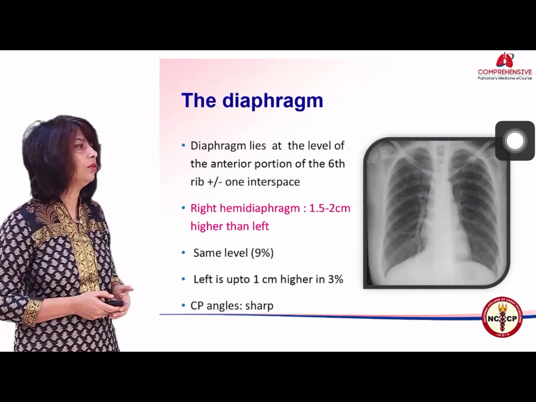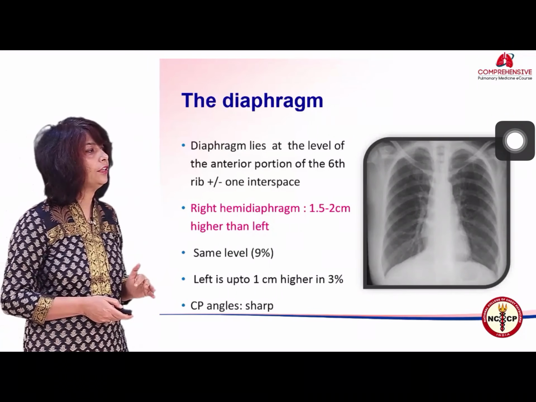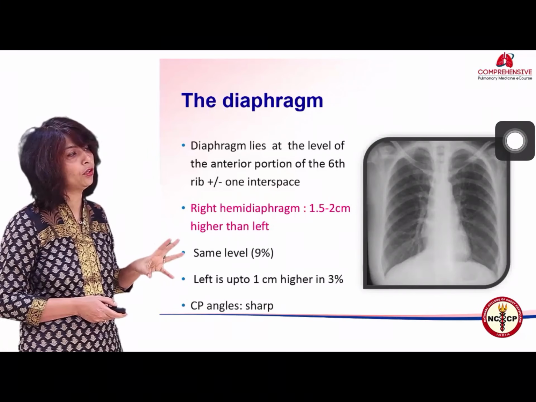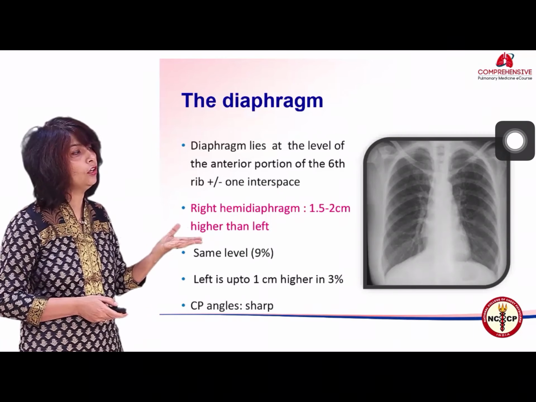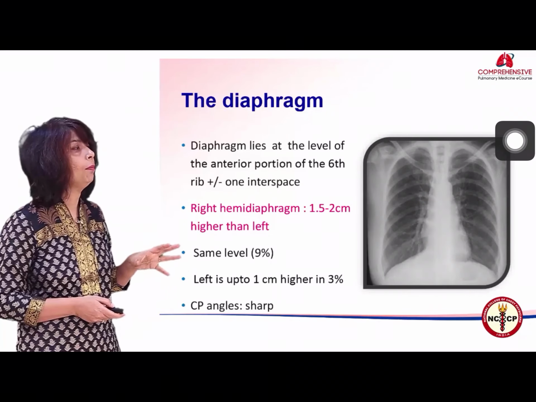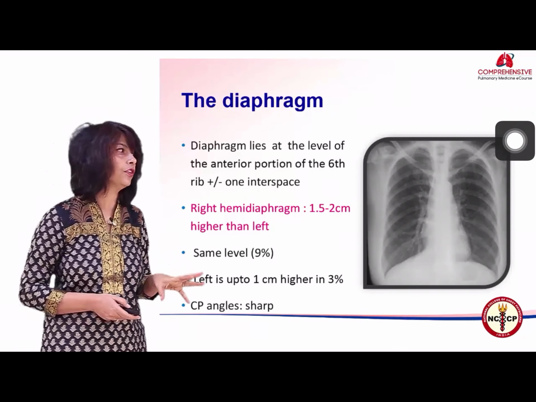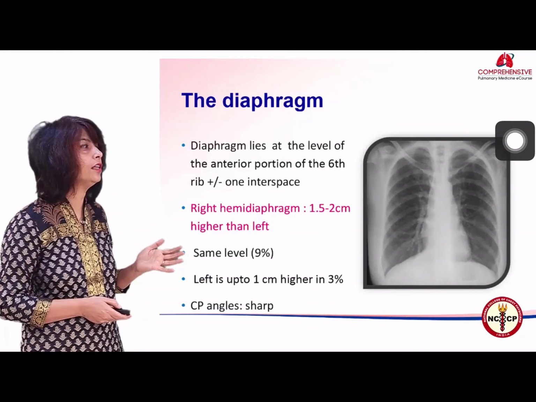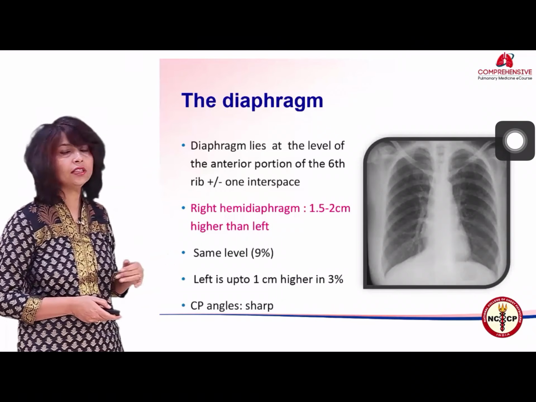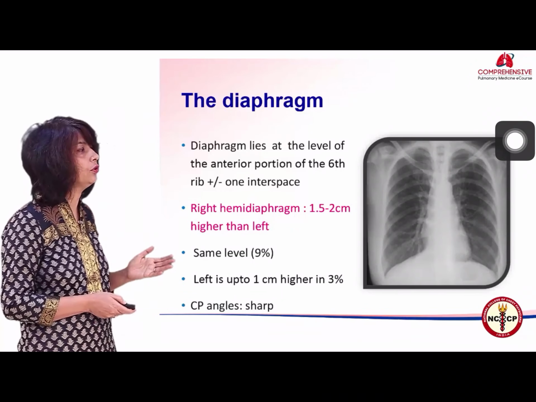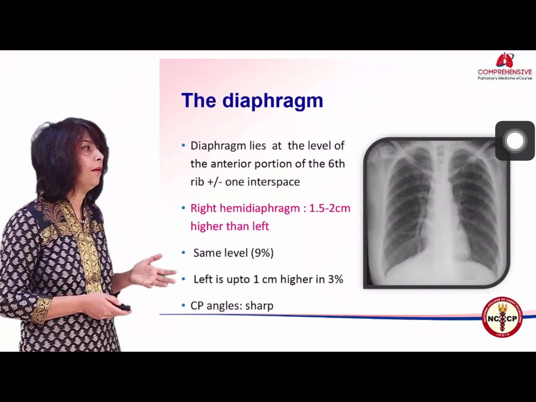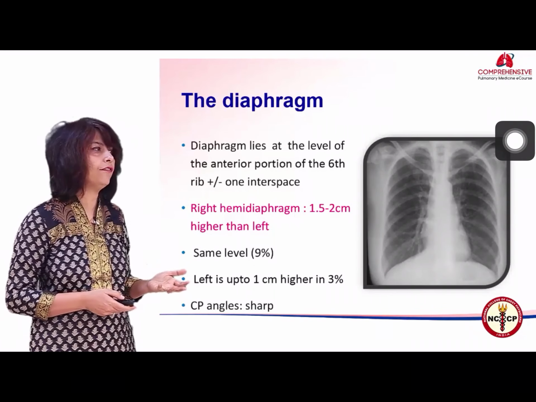We next come to the diaphragms. Diaphragms, as I told you, divide the thorax from the abdomen. Both types of pathologies can affect it: lung lesions in the lower lobe, pleural lesions, subdiaphragmatic lesions. So, it is important to know the normal position of the diaphragm. The right diaphragm is higher than the left by about 1.5 to 2 centimeters, not an absolute rule. As I have shown you, it can be at the same level, it can be higher on the left side, but in the majority of people the right diaphragm is higher.